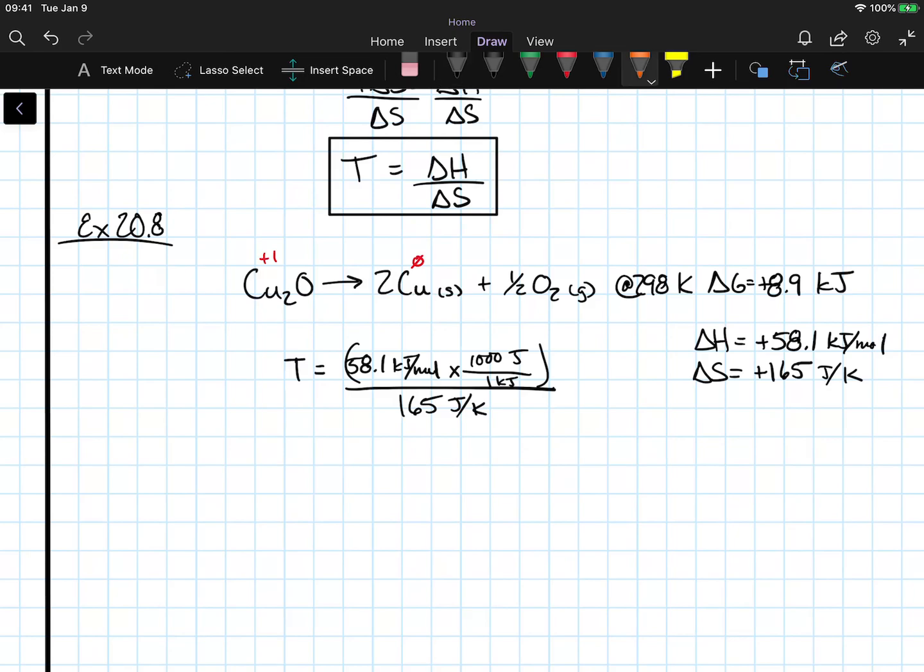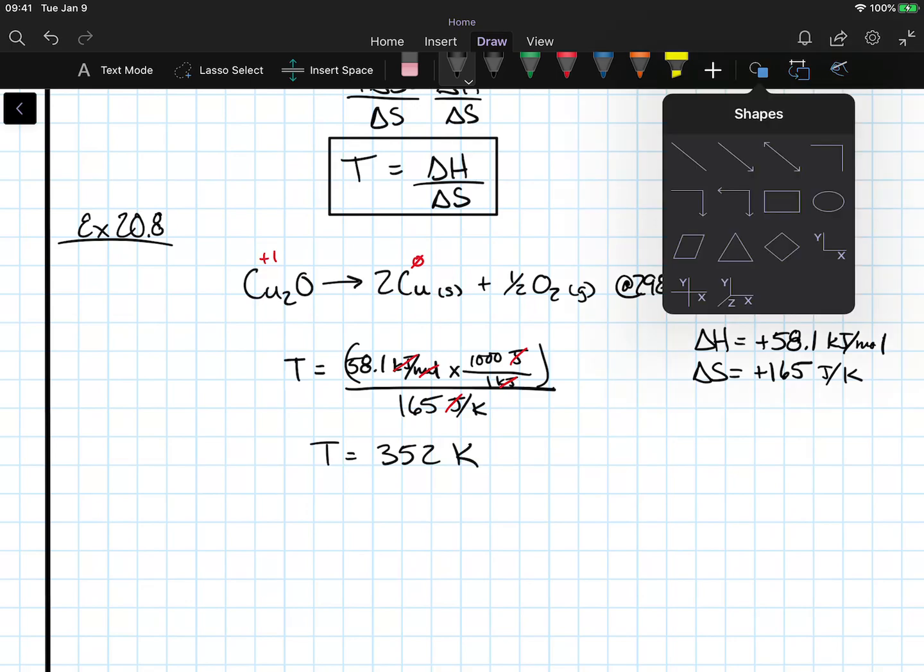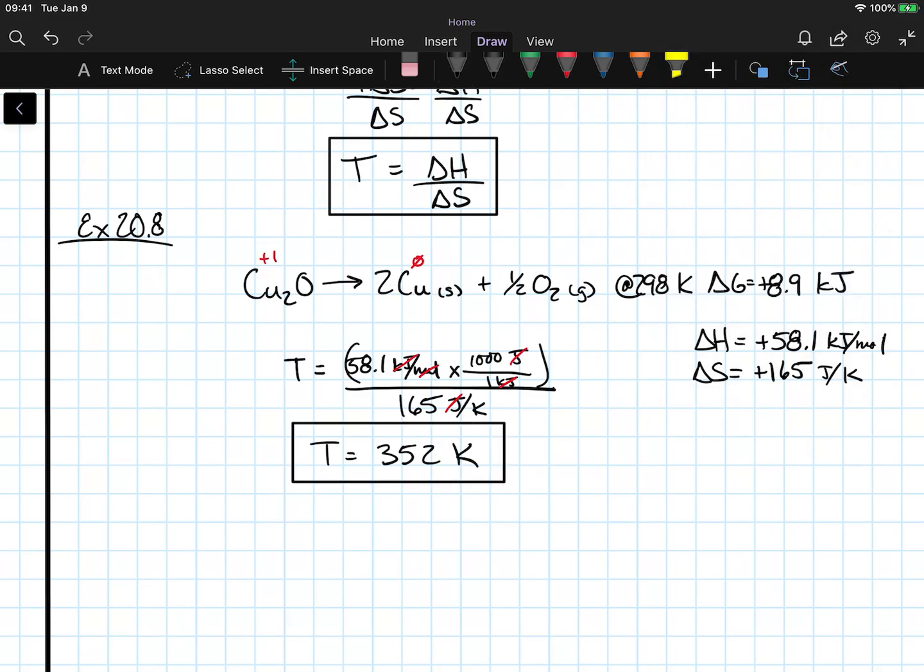So if we just look at all the units that cancel out here, kilojoules cancels kilojoules. And I guess I should have dropped the mole term. It's not going to matter here. And joules cancels joules, and we'll end up with Kelvin as our final answer, which is good. It's what we should end up with. This ends up being 352 Kelvin. So a little bit more than about 80 degrees or so higher than room temperature. And so the temperature at which this reaction would finally become spontaneous would be 352 Kelvin.